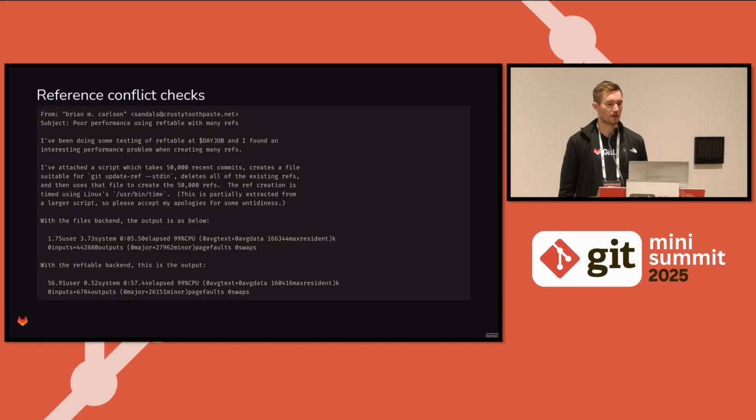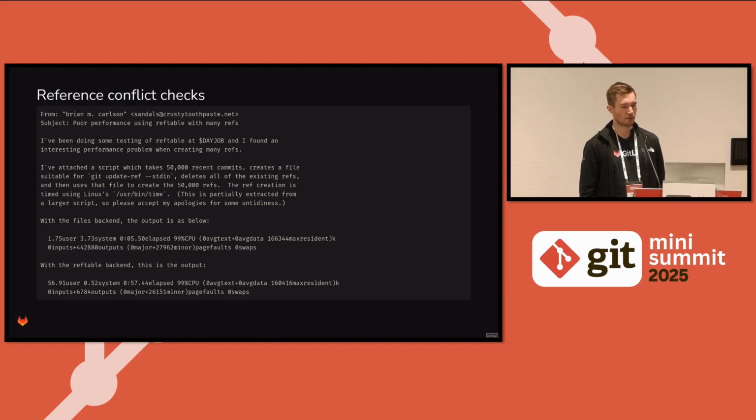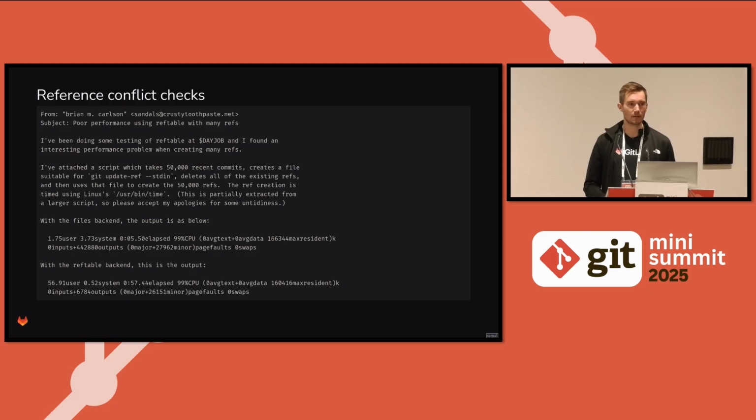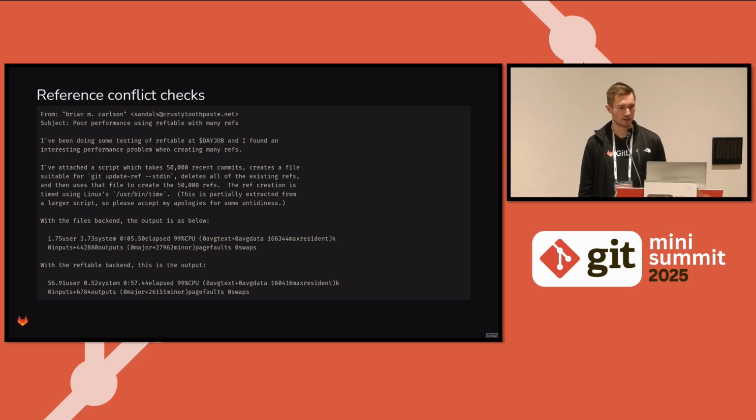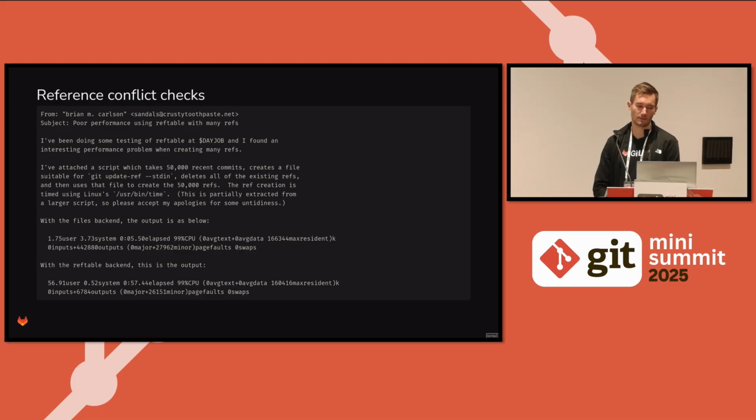Brian claims that when deleting all references in a repository and then recreating them, then the Reftable backend is significantly slower compared to the files backend. In fact, more than 50 times so. Now, we may agree that deleting 50,000 references only to recreate them might not be really the most typical use case in a repository, but it still very much left me puzzled why that actually is.